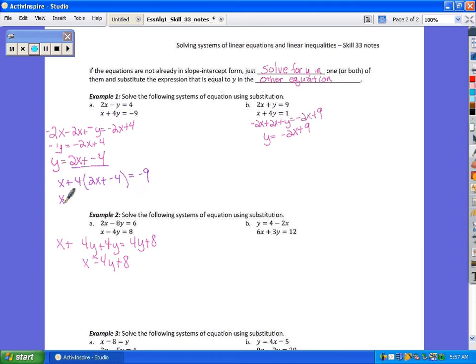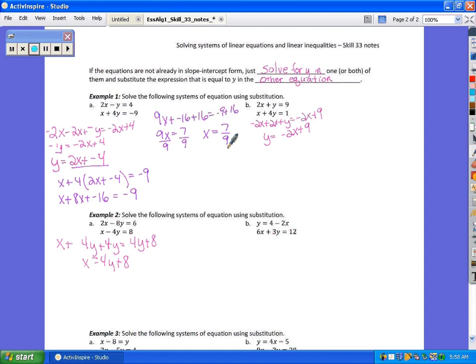So x plus 8x plus negative 16 equals negative 9. So I have 9x plus a negative 16. So I'm going to add a 16 to both sides. Equals negative 9 plus 16. Or 9x equals 7. Divide by 9, and you get x equals 7/9.